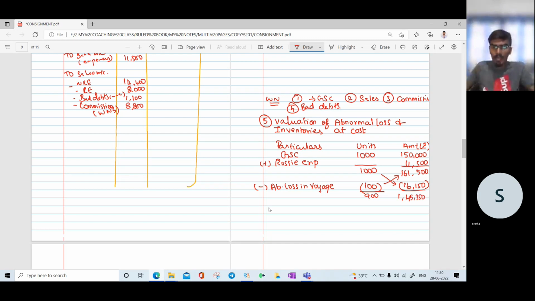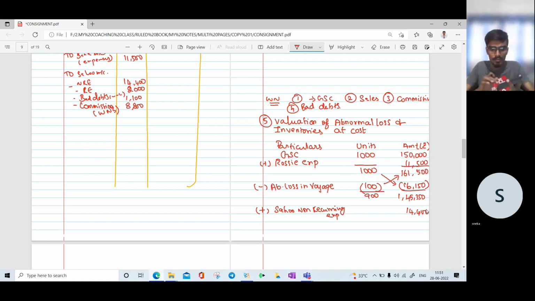Okay, this is the abnormal loss. Then we need to add Sago's non-recurring expenses. Non-recurring expenses means it is a direct expense for Sago. How much is the non-recurring expense? 14,400. Keep on adding.